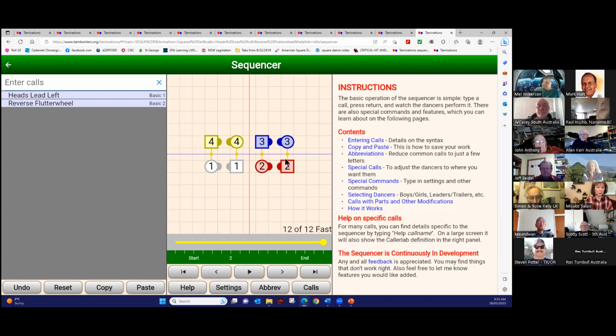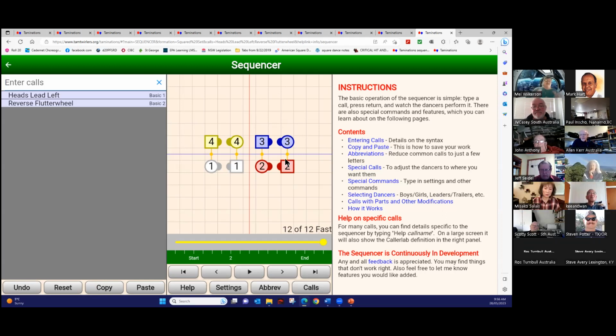I beg to differ. Well, I don't really think it does. And the flutter wheel from any facing couple is going to be comfortable. No, I don't personally find that. We can have that debate later. That's a difference of opinion.